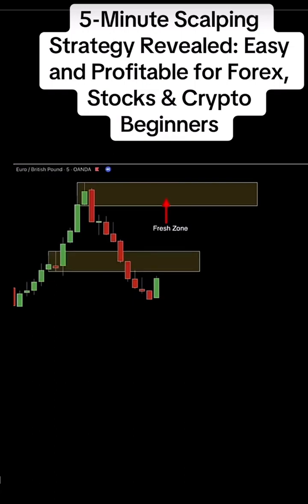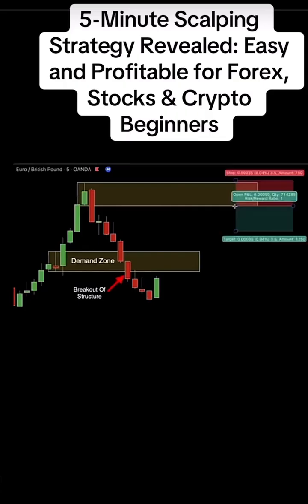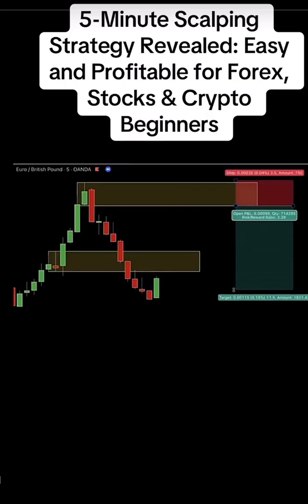A fresh zone often responds more strongly because it hasn't absorbed any orders yet, making it ideal for a potential trade. As the price moved down from the supply zone, it broke through a previous demand zone. This is a strong indication that smart money is in control, adding more significance to this zone. Additionally, this setup offers a favorable 3-to-1 risk-to-reward ratio. This aligns perfectly with our goal, providing limited risk and high reward potential.